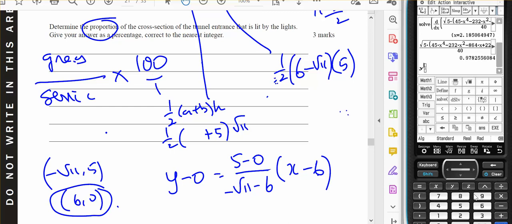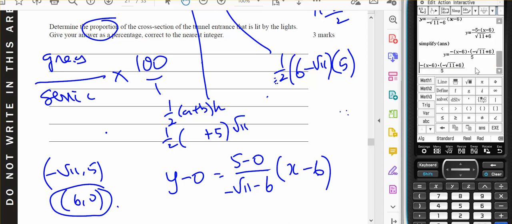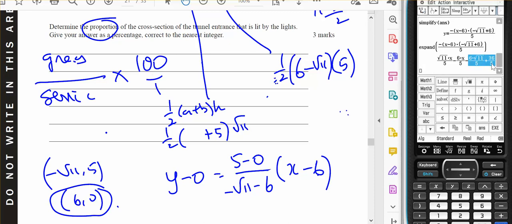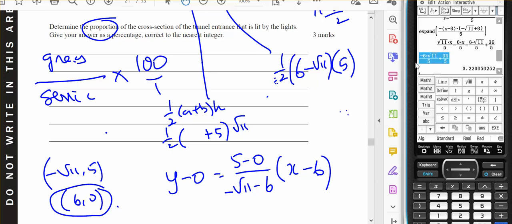So y equals fraction, 5 on the top. On the bottom I've got negative root 11 minus 6. And then I've got a bracket x minus 6. And I didn't have an equal, so I'll put an equals in. And if I select that, I'll just go simplify the answer, maybe expand the answer, directly transform, expand. So this is my y-intercept. So here is my height, which is the y-intercept of that straight line, so 3.22. So 3.2200. So that's going to be my height.